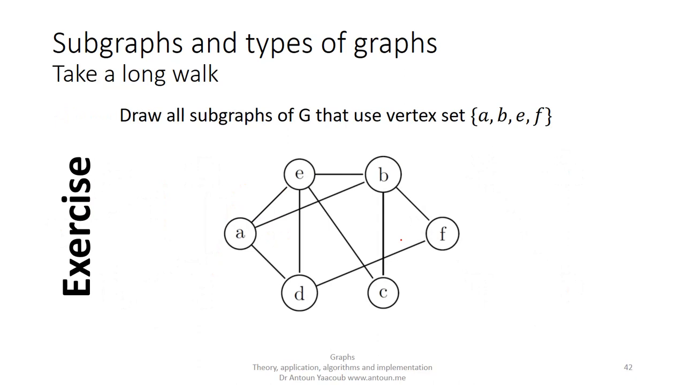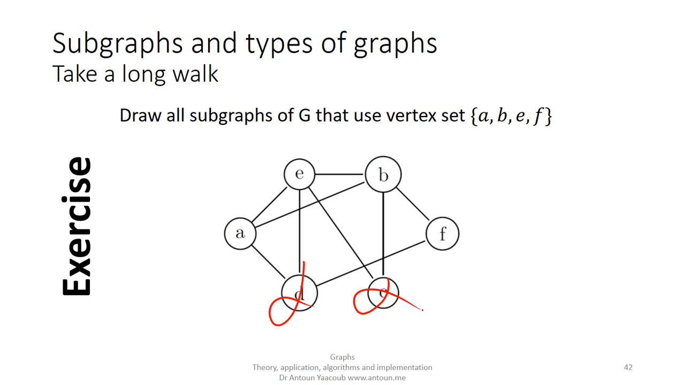So they are telling us in this exercise to draw all subgraphs of the graph G that use the set of vertices A, B, E, F. So they are telling us, please, the set of vertices of H contains just A, B, E, and F. So remove D and C. Don't take into account the other vertices, and obviously the other edges.